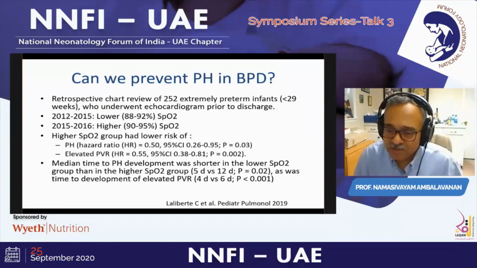The time to pulmonary hypertension development was shorter in the lower SpO2 group than in the higher SpO2 group. That is, if you keep your saturations lower, it's more likely that there will be some pulmonary vasoconstriction, and these infants are more likely to develop pulmonary hypertension.